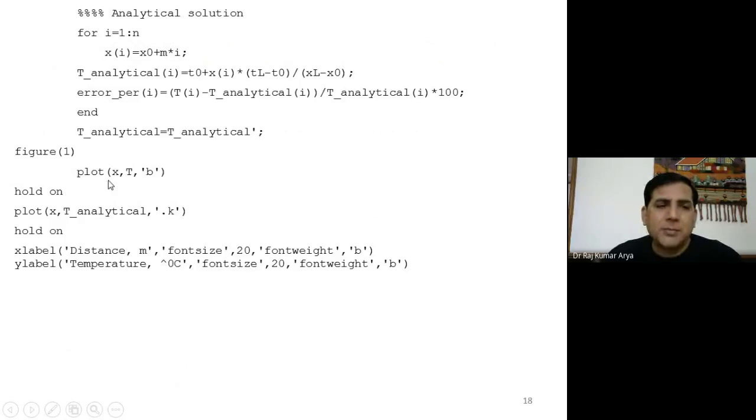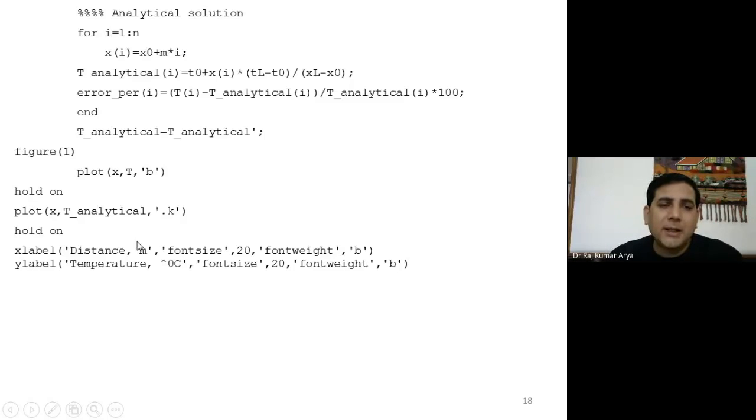After that, you plot it here, X length of this and B, and on the same graph you have plotted your analytical one. This is your numerical solution. For the analytical solution, you give black color with dotted points. You can change this color, maybe red, green, yellow, whatever you feel comfortable. You can write here whatever you want, star, circle, something like that. And then hold on. The hold on command will help it keep on plotting on the same graph.